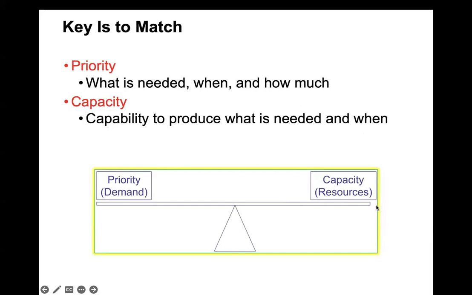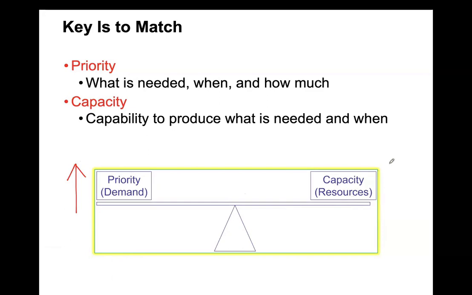And capacity comes from the organization side. So priority represents the customer side and capacity represents the organization side. And these two sides must match each other and must be aligned. If the priority side is greater than the capacity side, the organization will not be able to fulfill customer orders.